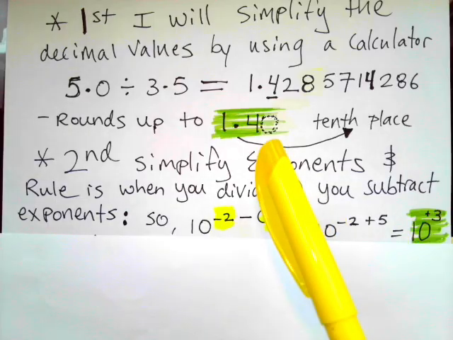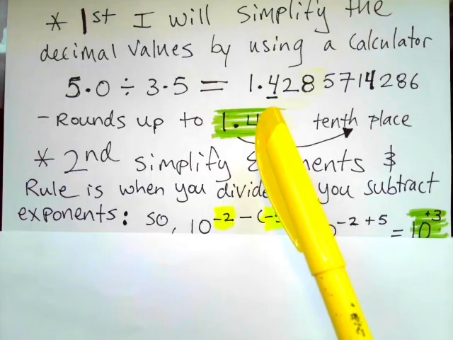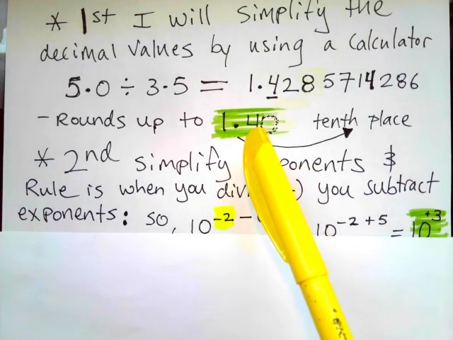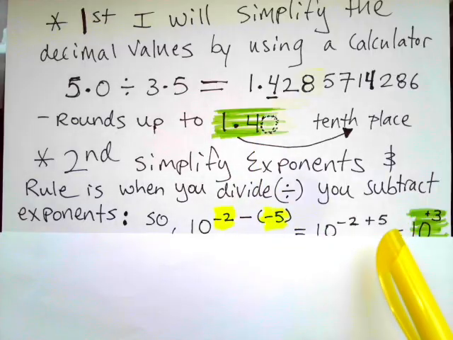So I'm going to put these two together. 1.4, I can include the 0. It's been rounded up to the tenths place. 1.40 times 10 to the positive 3.